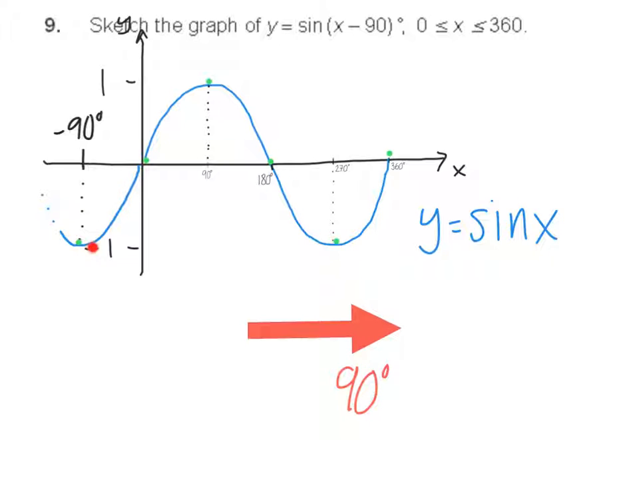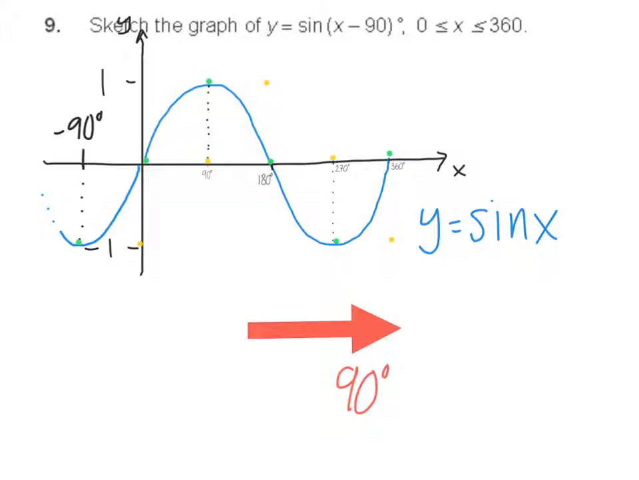So first of all, this one here will move from here to here. And then this one here will move from here to here. This one up here will move from here to here. This one at 180 will move from here to here. And the one that was at 270 will move from here to 360. So that gives us our new points so that we can draw our sketch.